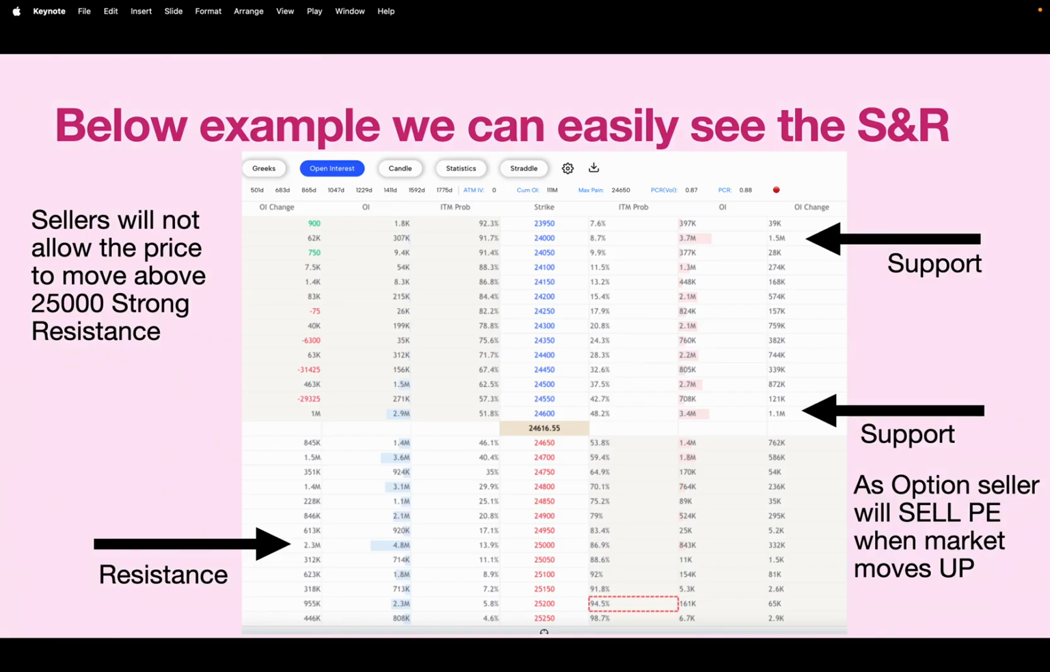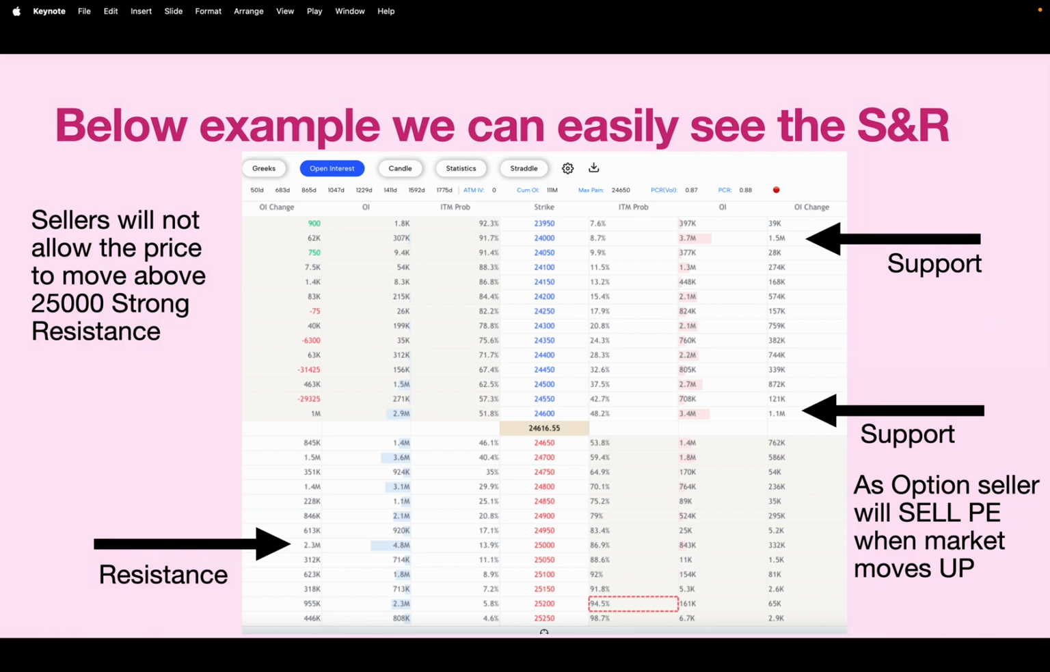And on the left hand side you see a resistance. So what exactly is resistance? 4.8 million open interest change. So sellers will not allow the price to move above 25,000. The price will fluctuate between 24,000 and 25,000. So these two are strong support and resistance.